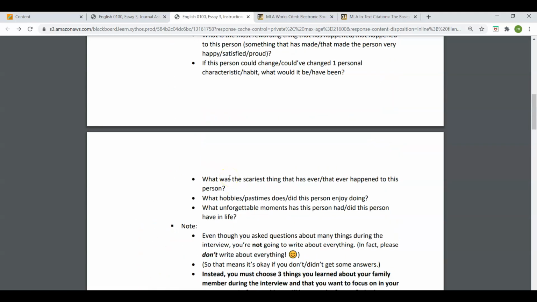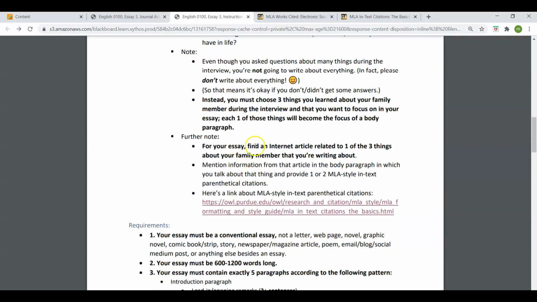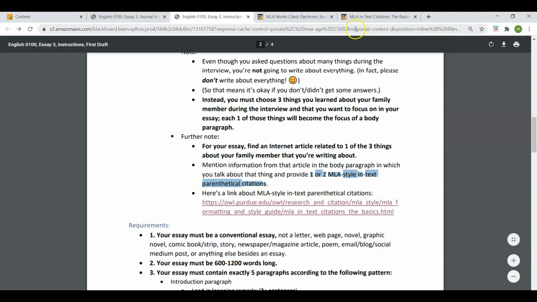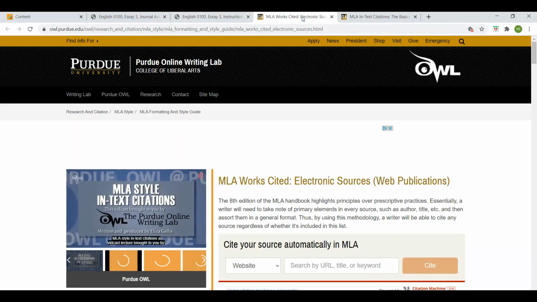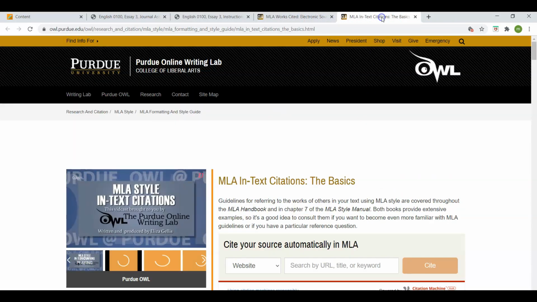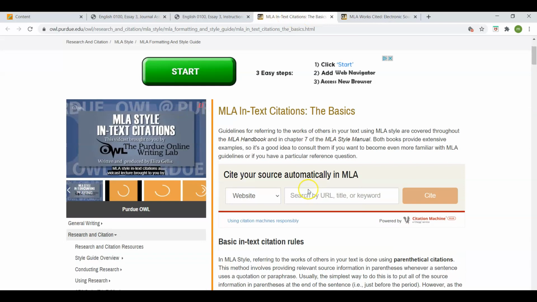This is the second page of the instruction sheet. For your essay, find an internet article related to one of the three things. Mention information from that article in the body paragraph in which you talk about that thing, and provide 1 or 2 MLA style in-text citations. Here is the link for citation. So when I clicked on that link earlier, it took me to this one, okay?